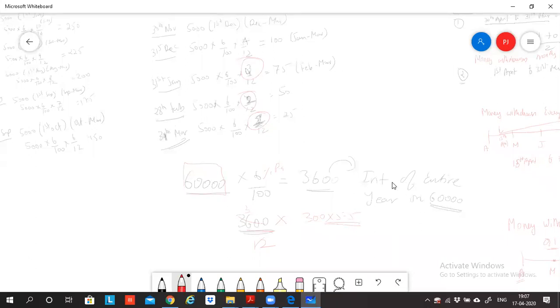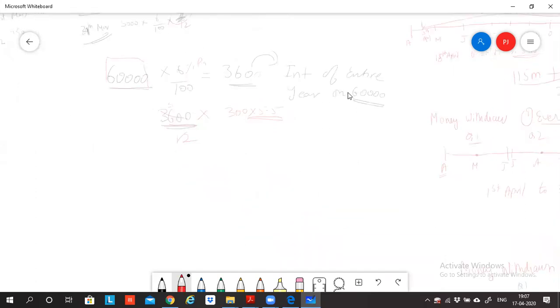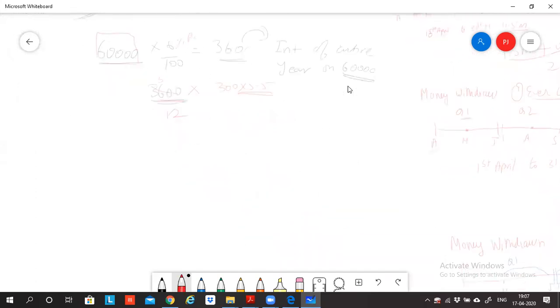What is the formula? The formula says 60,000 into 6 by 100 into 5.5 divided by 12. This is the formula. So 300 into 5.5, that is 1,650. So you will get the answer 1,650. But I want you to understand the logic behind this, so I'm trying to break this formula. How did I break it? I tried to calculate this first. So 60,000 into 6 by 100 is how much?